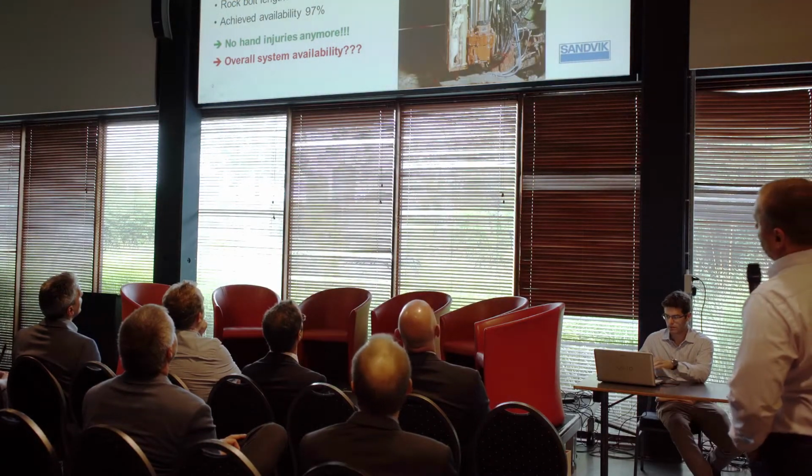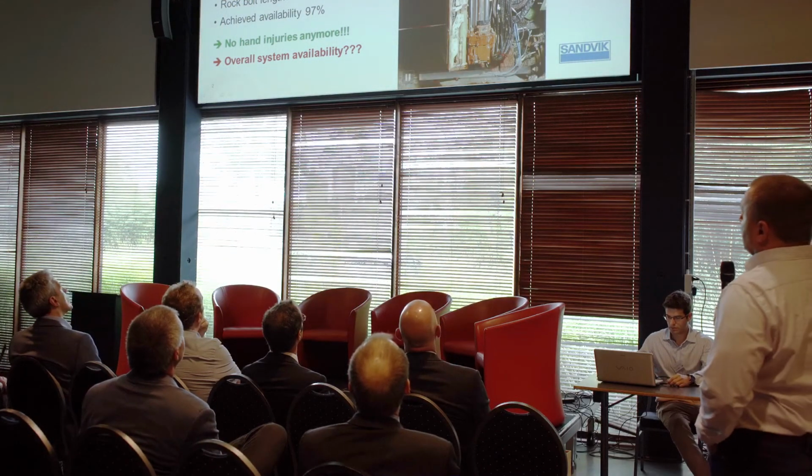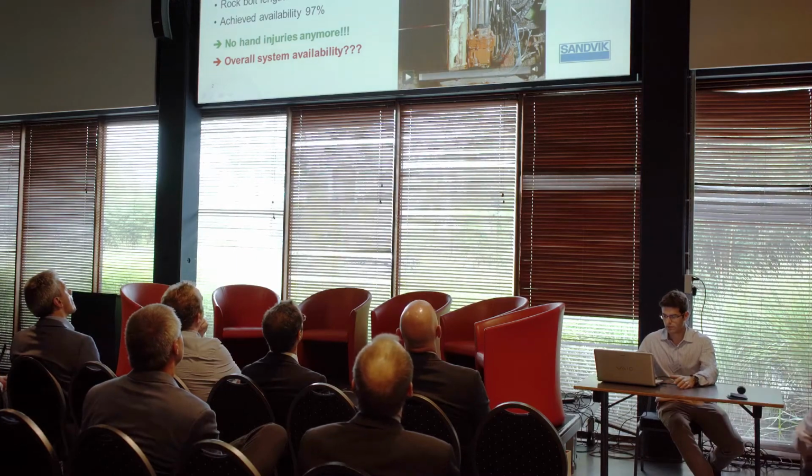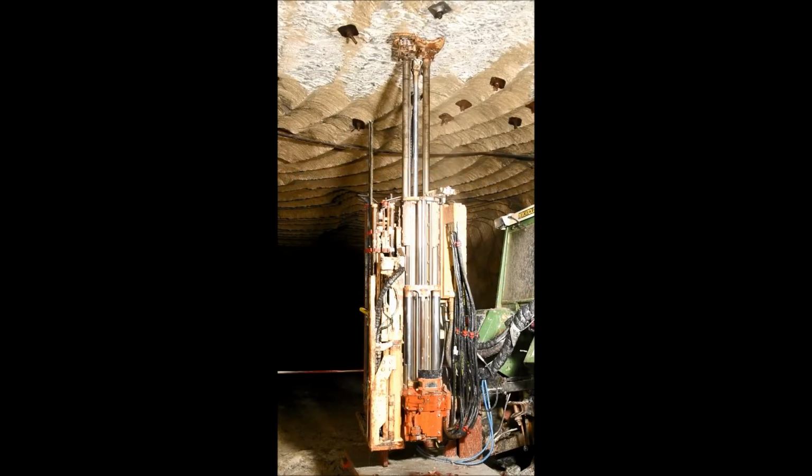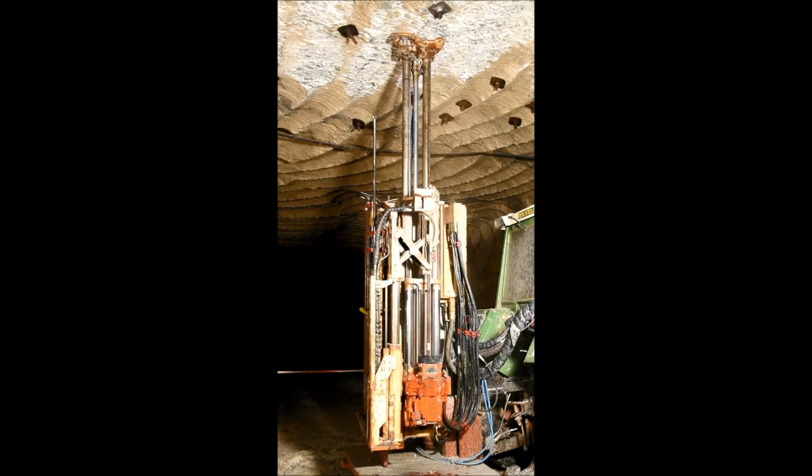And this is an example of how difficult it is to automate, let's say, they started already. How difficult it is to automate very simple processes. This is a fully automated telescopic roof bolting rig, so it's drilling the hole. So it's now touching the roof and drilling the hole.